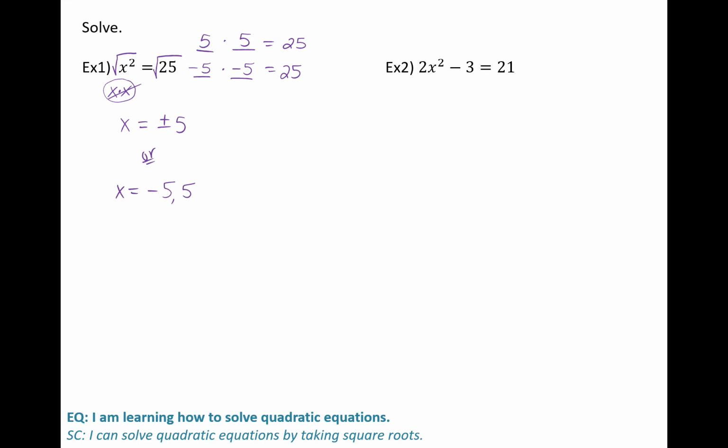All right, so with that in mind, let's take a look at example 2. We want to solve for x, so we're going to use our regular solving equation skills, inverse operations here. I want x by itself, so I'm going to start by getting rid of the 3. So I'm going to add.